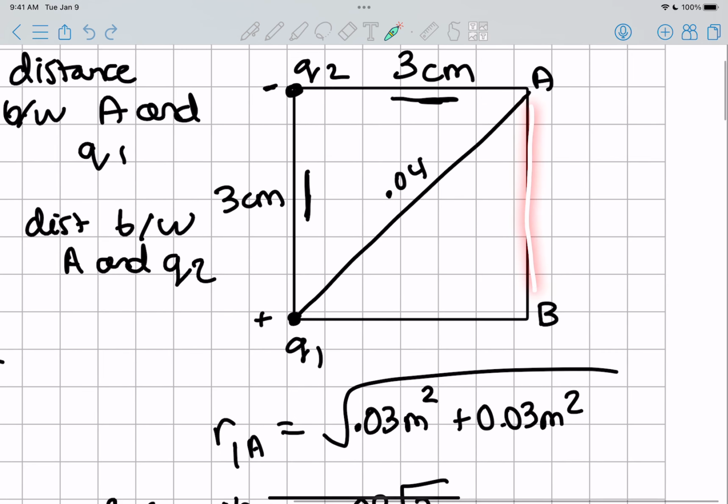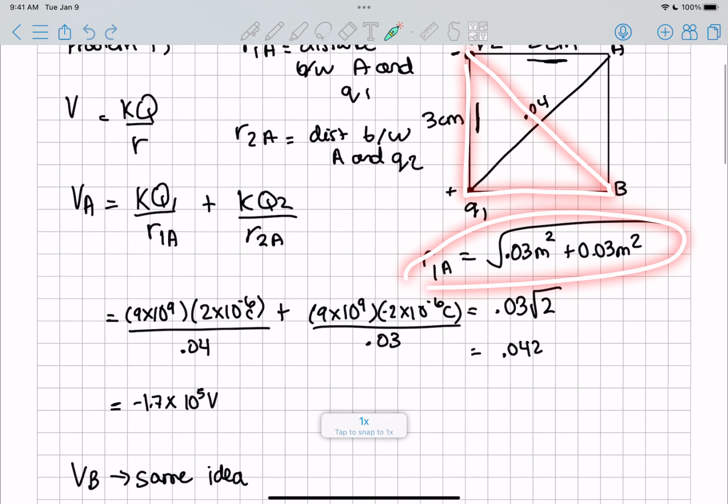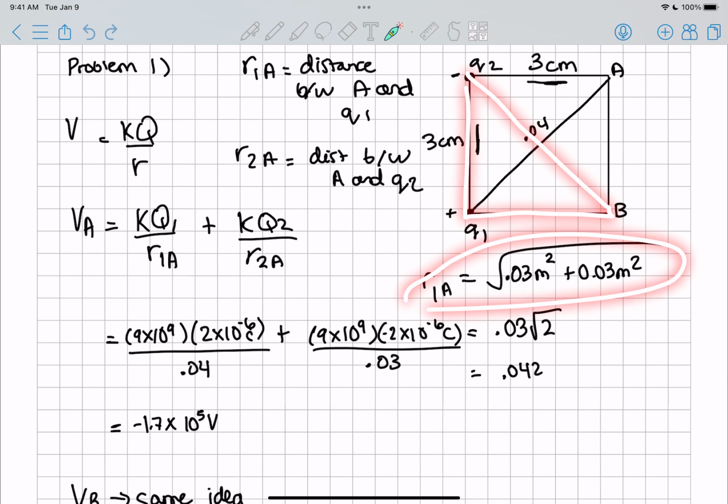Once again, you take your 3 squared, right? Or in this case, this way. And then that's your hypotenuse, right? So just use the same equation here again to get your distance between B and Q2, right?